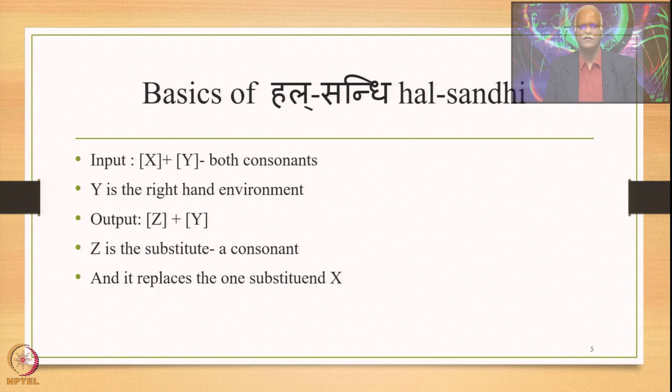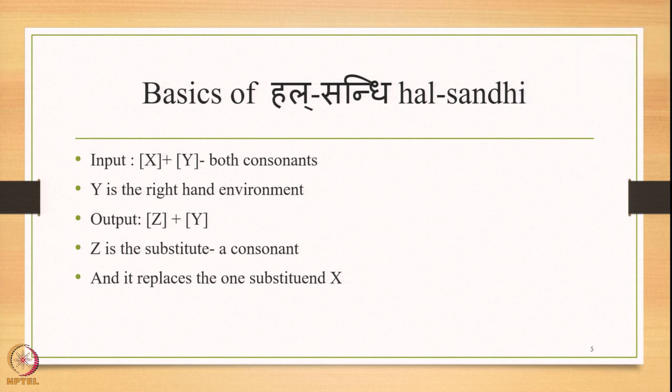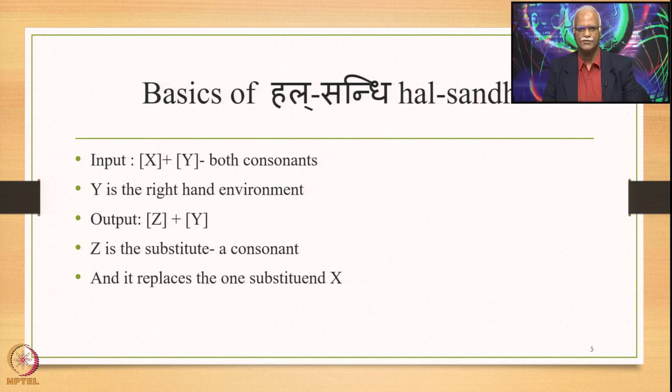The basics of hal sandhi can be stated on this slide, where input is x plus y, both of them are consonants, y is the right hand environment, and then the rule applies and the output generated is z plus y, where z is the substitute of x and z is a consonant, and this z replaces the one substituent, namely x.